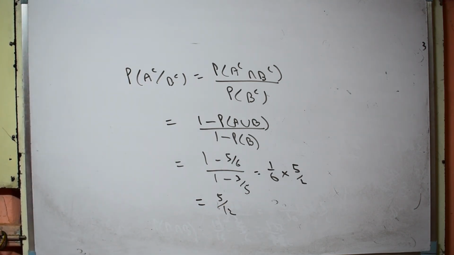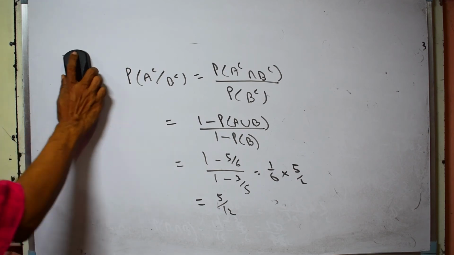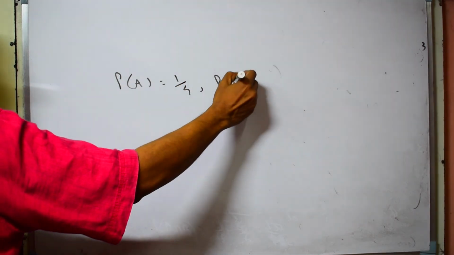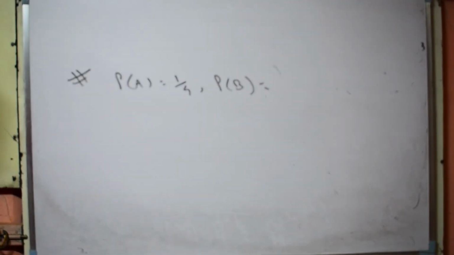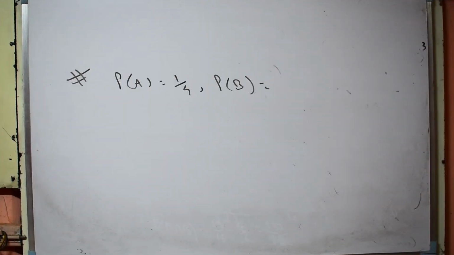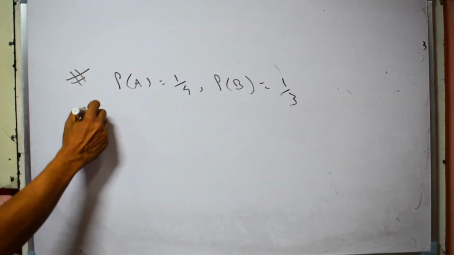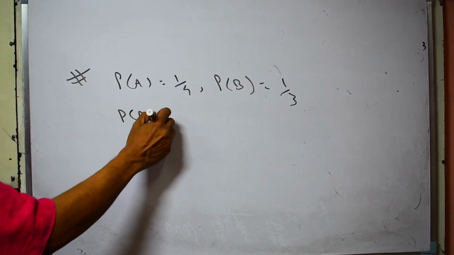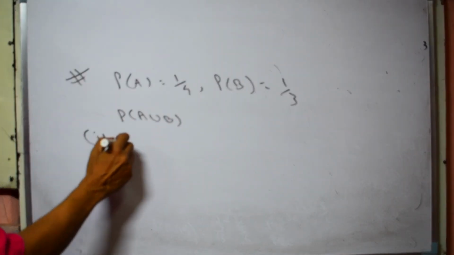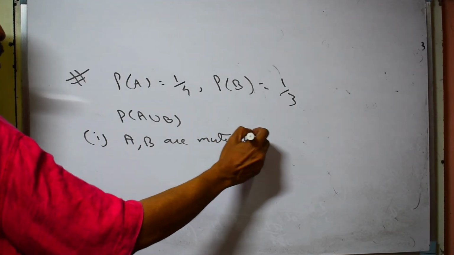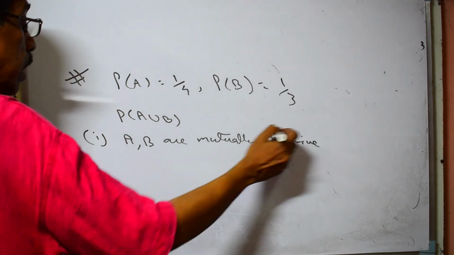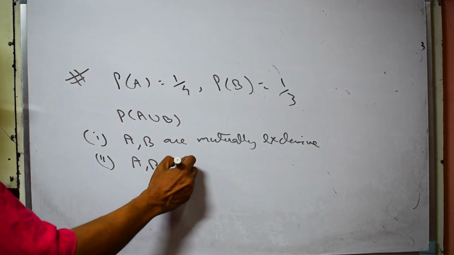But if I take a problem like this, another problem I am taking: P(A), probability of A, is 1 by 4, it is given. And P(B), another event, the probability of B is 1 by 3. Then they are asking, first question, P(A union B). First point, A, B are mutually exclusive. And the second one is A, B are independent. So two questions we will solve.